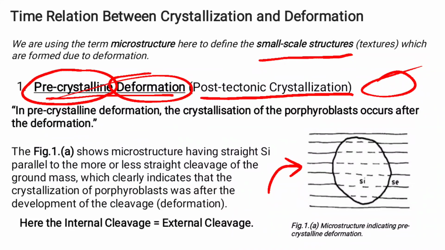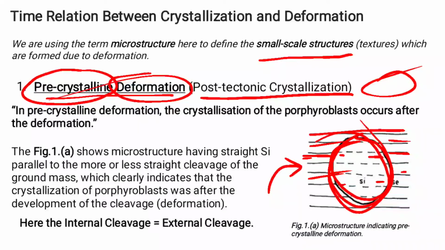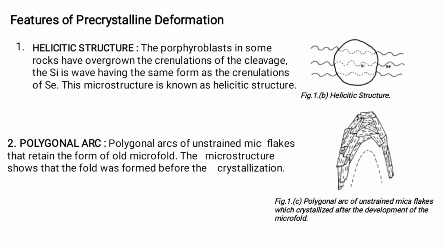Since the groundmass is not deformed, pre-crystalline is not deformed, it is as it is. See, this is also the same, it's not deformed. Since it occurs after the deformation, this is not deformed. Okay, so internal cleavage is equal to external cleavage. These are equal since it doesn't deform. Okay, then helicitic pre-crystalline.